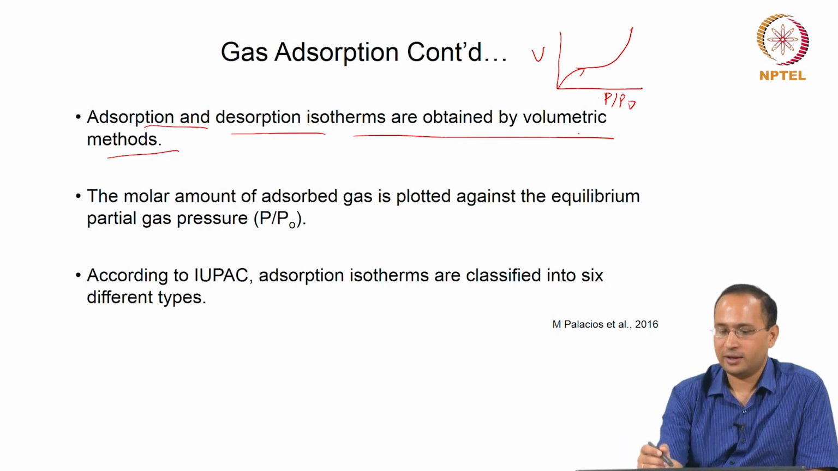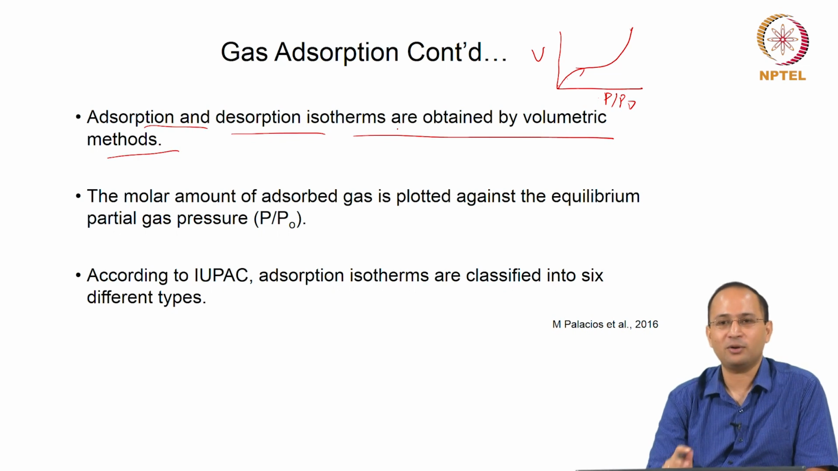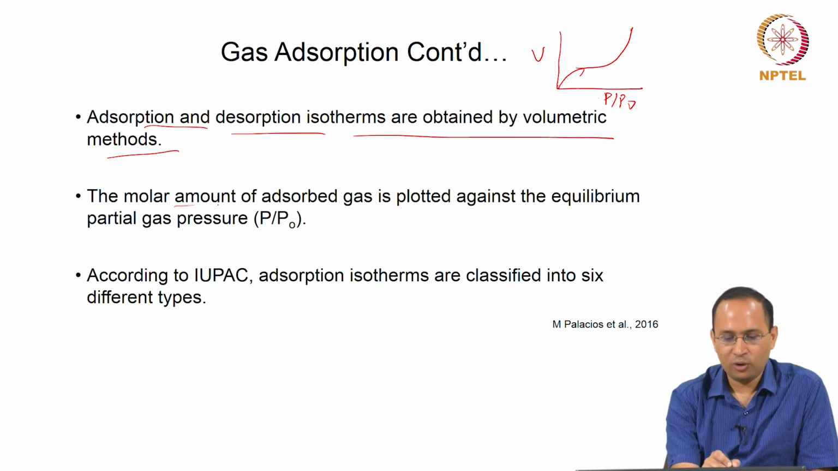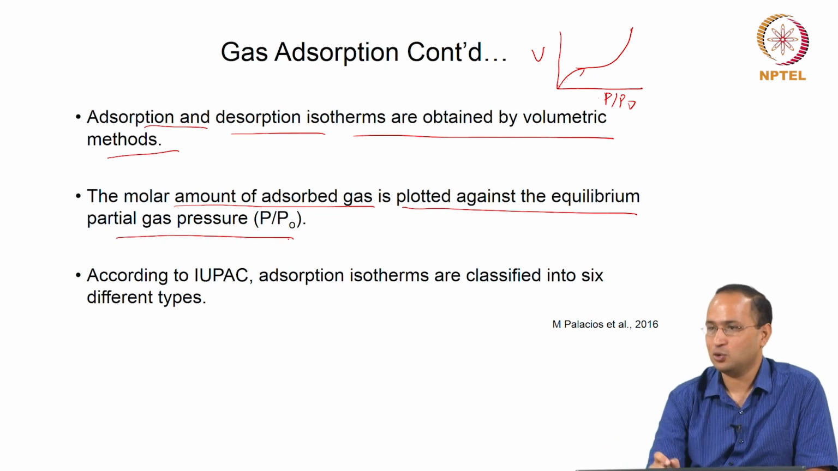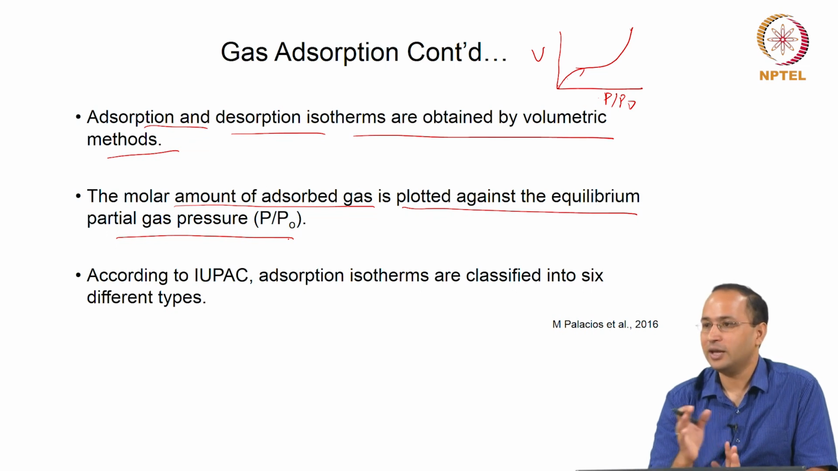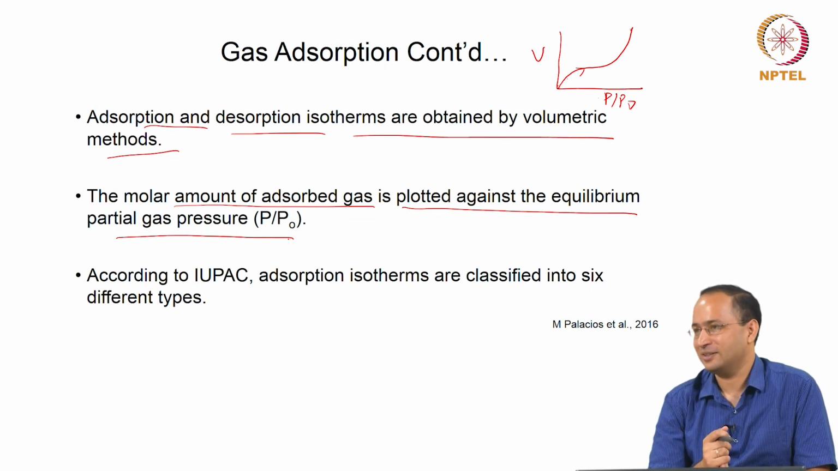These are obtained by volumetric methods. Volumetric, we are calculating the volume of adsorbed gas. The molar amount of adsorbed gas is plotted against the equilibrium gas pressure. So you are plotting the molar amount of adsorbed gas against the equilibrium partial gas pressure. You can relate it to the relative humidity concept in the case of concrete, like curing, for example.